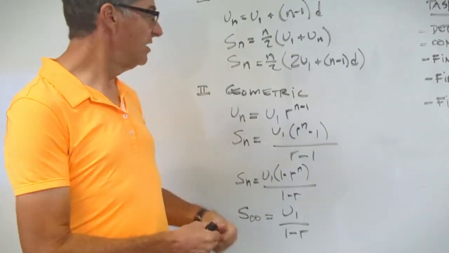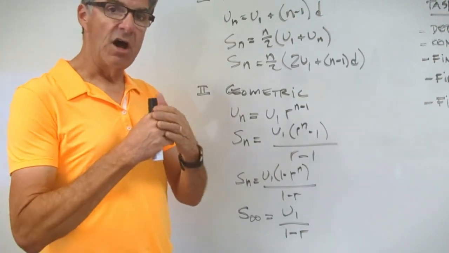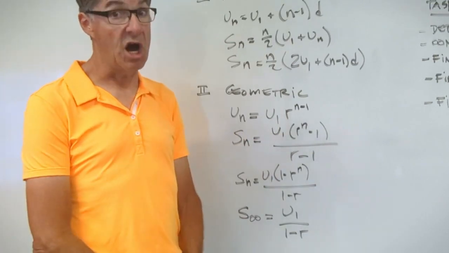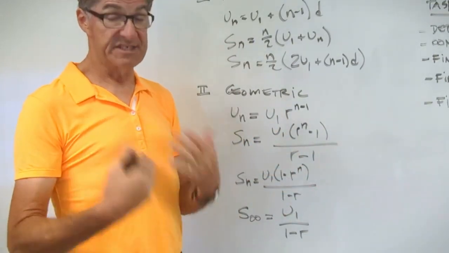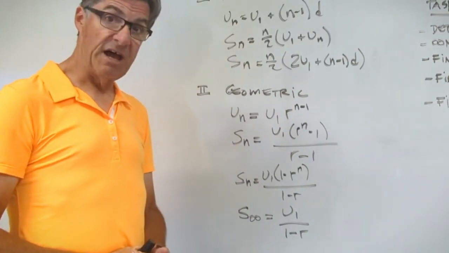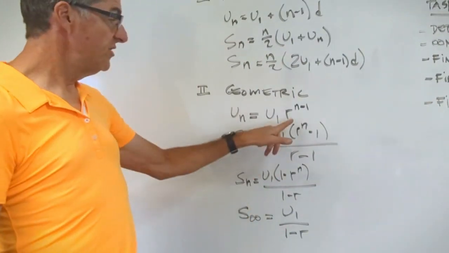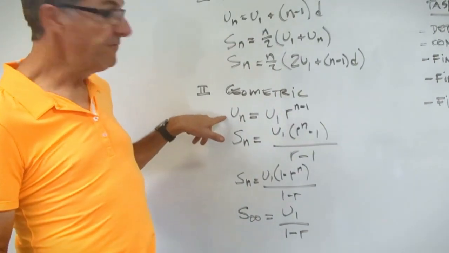Okay, moving along. Geometric sequences. These ones have an R value. That's this number here, R. That's the common ratio. So instead of adding or subtracting the same number to get successive terms, we multiply by the same number to get the next term. So that number is R, common ratio, and this is our formula for the nth term.